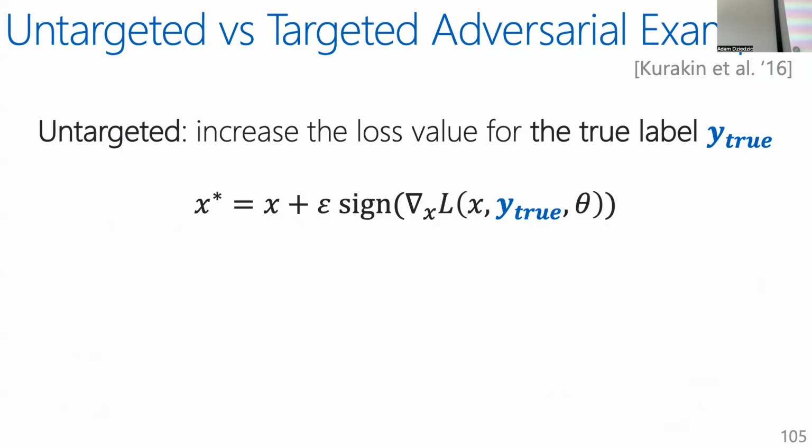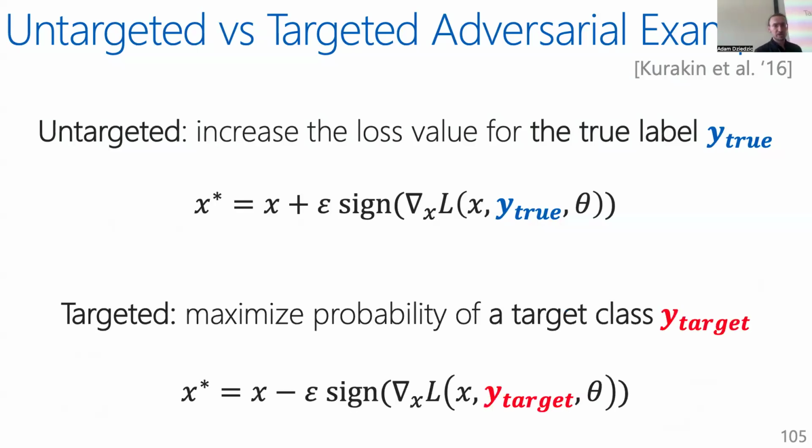We want the model to predict any other class. In this case, we take the gradient, we backprop to the input image, and we then add the gradient to the input image to increase the loss of the model on this sample, right? So here we want the model to predict any other class apart from y sub true.